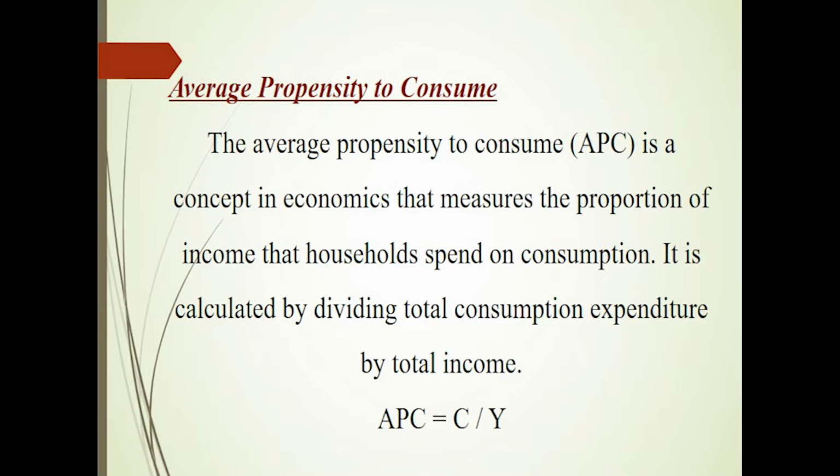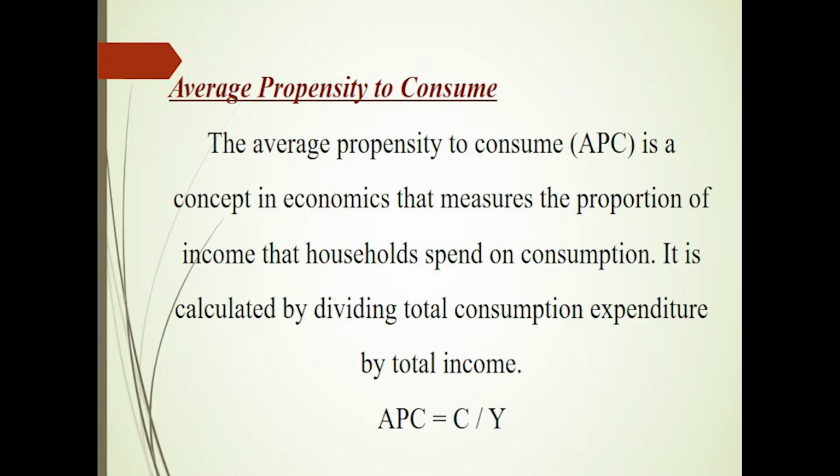Particularly, it measures the proportion of households' income spent on consumption. It is calculated by dividing the total consumption expenditure by total income. We represent average propensity to consume in a mathematical model: APC is equal to C by Y.